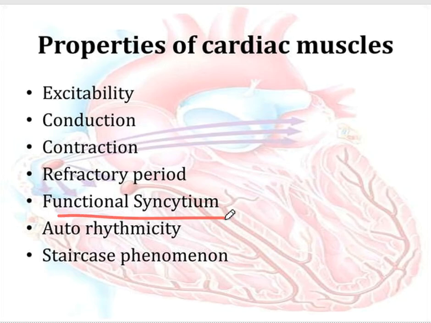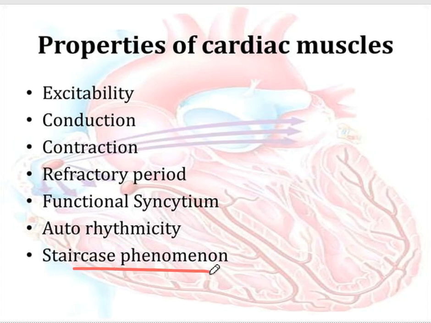Next is functional syncytium, which means the activity is synchronized. It has to be 0.8 seconds, meaning the SA node has to transfer the impulses to the AV node, the bundle of His and the Purkinje fibers. So this is synchronized all over, with no disturbances. They have to follow this pattern to achieve contractility of the entire heart. Then there is autorhythmicity, which is also a property of the heart.